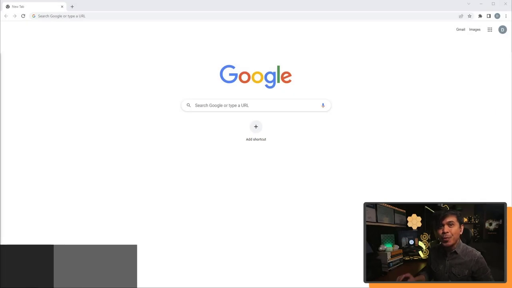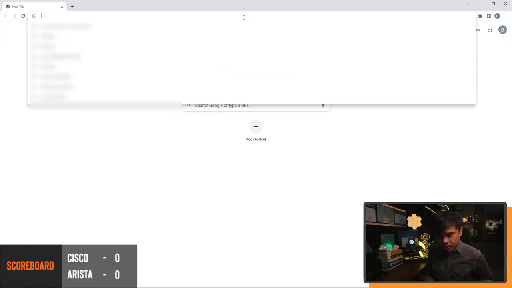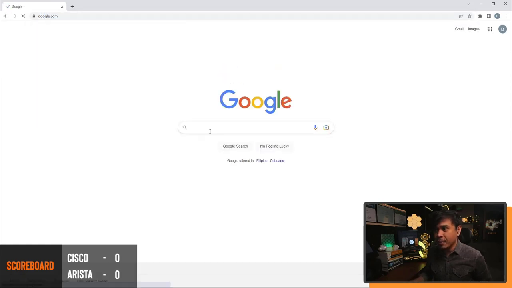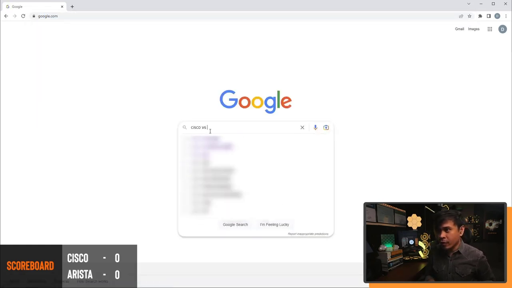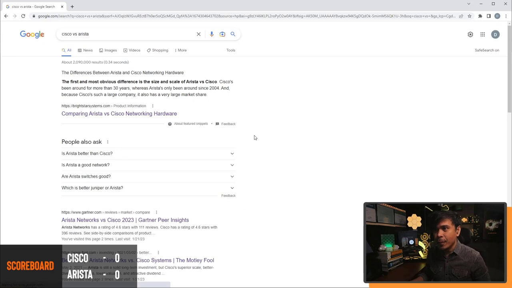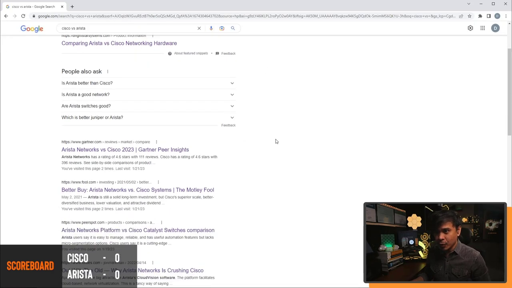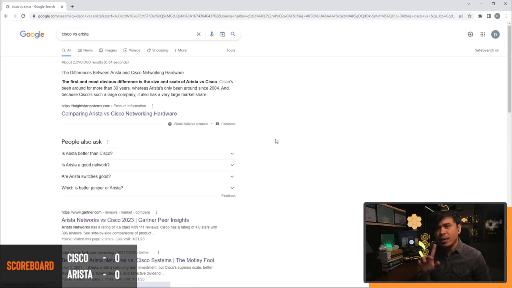Now, how do we know which one is better? It's very simple. We will just use the internet. Specifically, we'll use search engine. And to be specific, we will just go to google.com. Let's go google.com and I'm gonna type Cisco versus Arista. There you go. And how many results do we have here? You know what? We'll just pick the top three or four results.